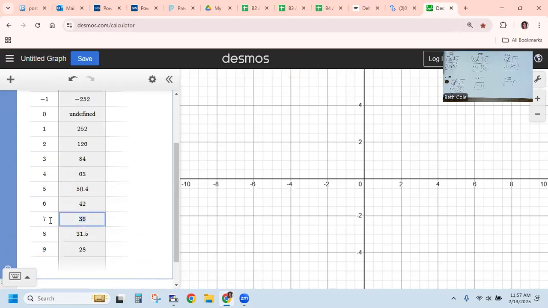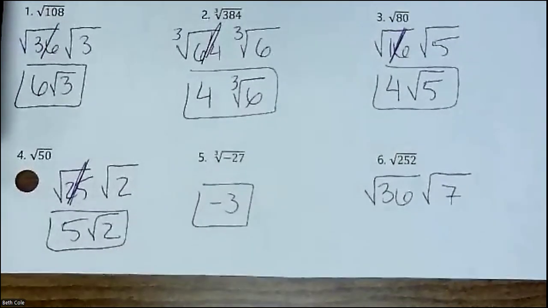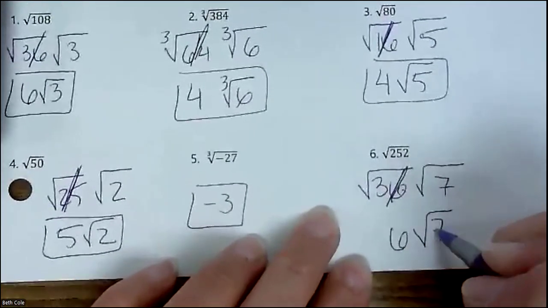36. Good. Times 7. And the whole point of choosing 36 is it's going to work. What's your square root of 36? 6. Square root of 7.